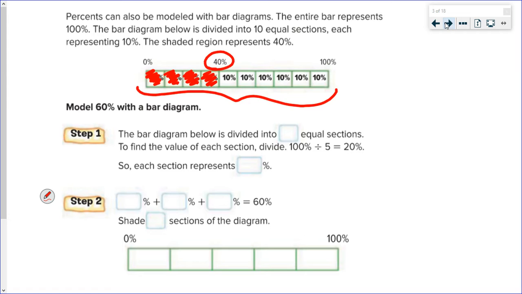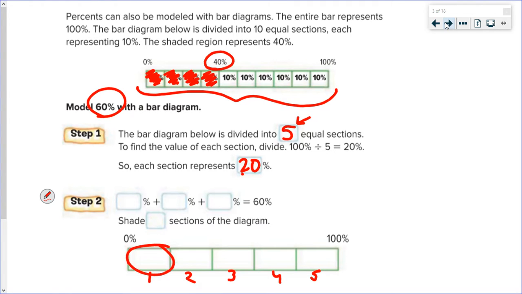So now let's look at this bottom one here. It says model 60% with a bar diagram. So it says the bar diagram below is divided into how many equal sections. So let's just count up the sections. We know that the full bar is going to be 100%. Well, let's count how many sections they broke it down into. We got 1, 2, 3, 4, 5. So there are 5 equal sections to this bar. So that means that the value of each section is going to be 20%, because if I take 100% and divide it by 5, that's going to give me my 20.